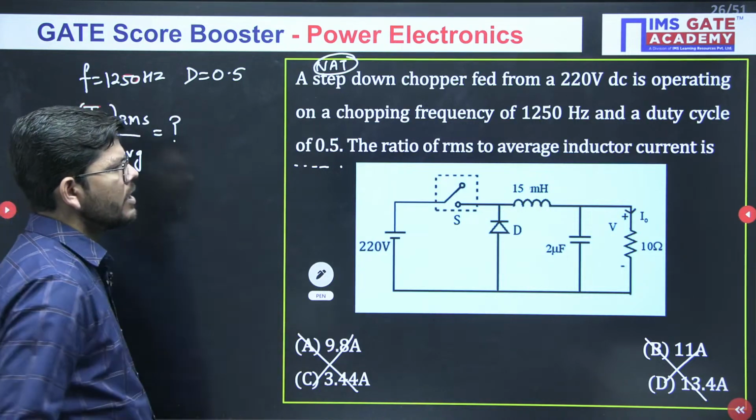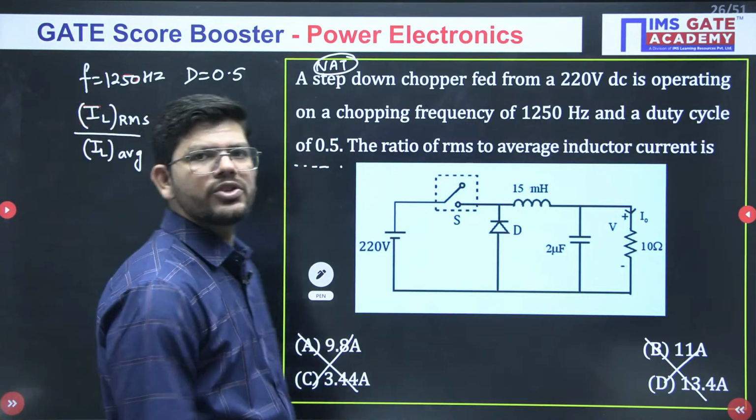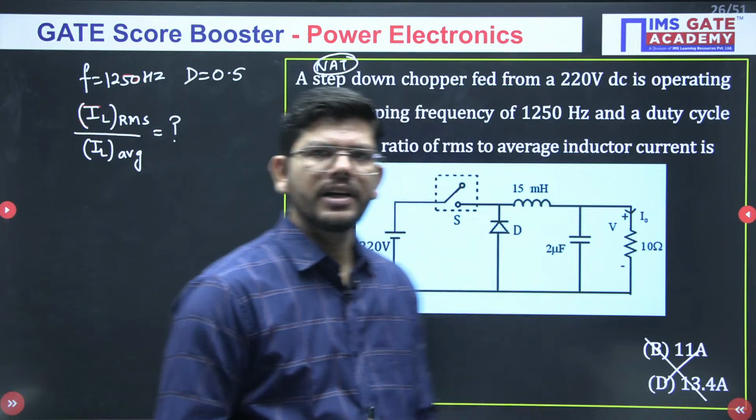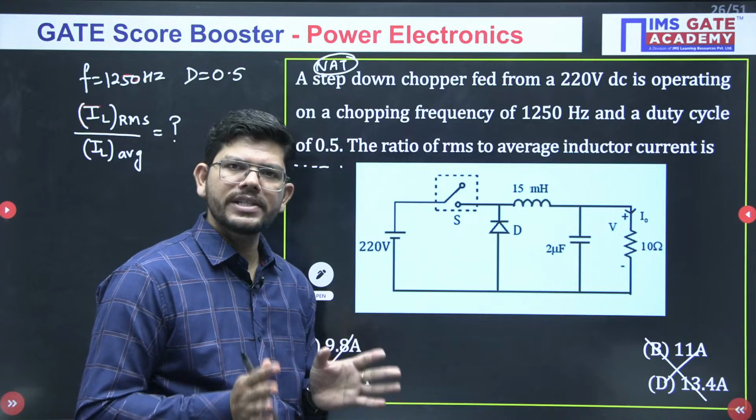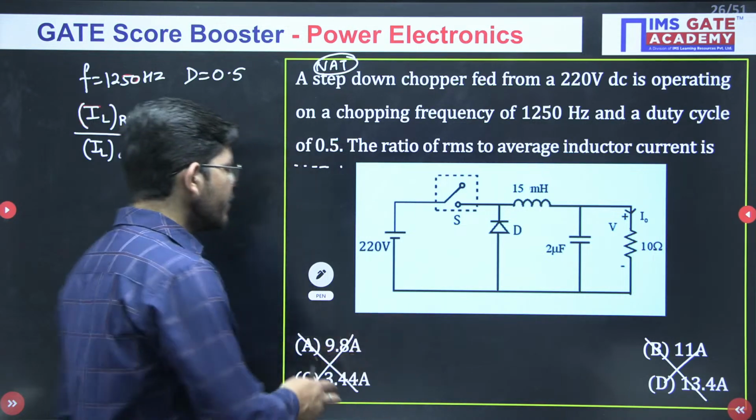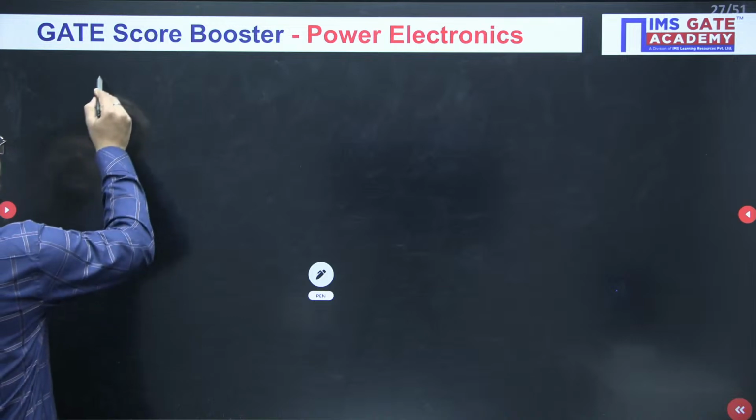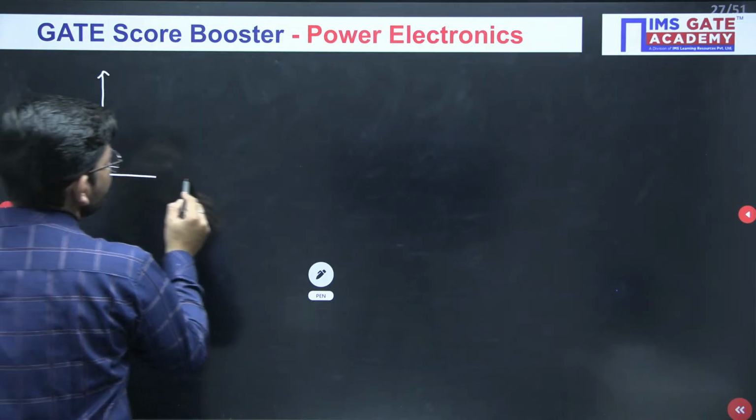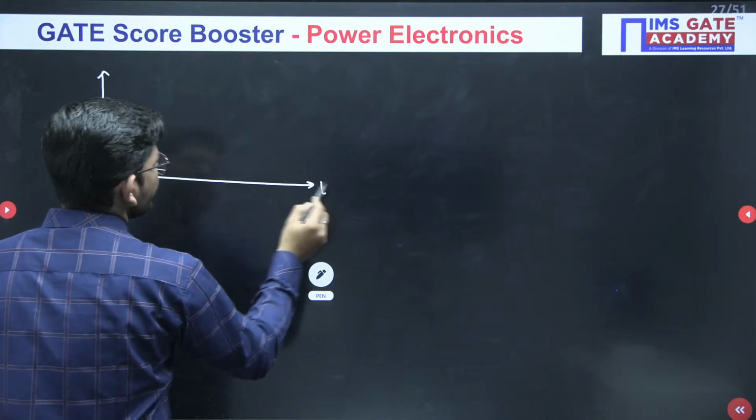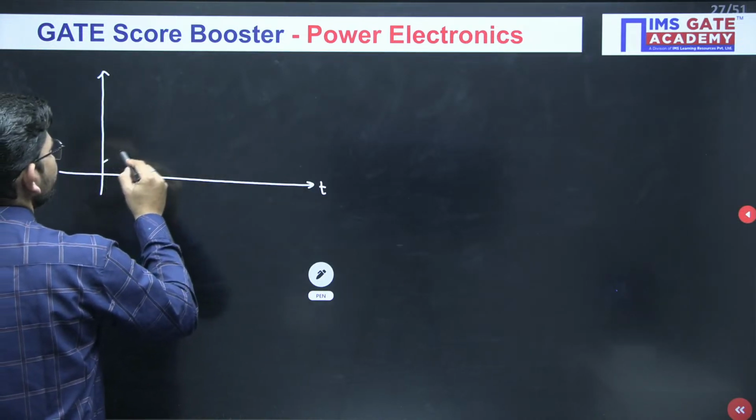Okay, let's check it out. What do we have to calculate? The ratio of RMS to average inductor current. What converter are we having? We are having a buck converter, or step down converter. So for a buck converter, what is the inductor current waveform? The inductor current waveform is like this. Just see.